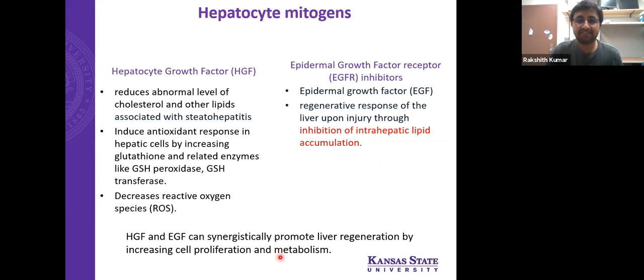And there are papers and also other drug platforms or protein therapies where the hepatocyte growth factor and epidermal growth factor are both given together, and they perform synergistically to promote liver regeneration by increased cell proliferation and metabolism.